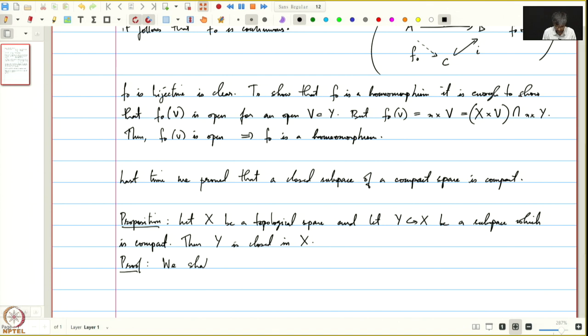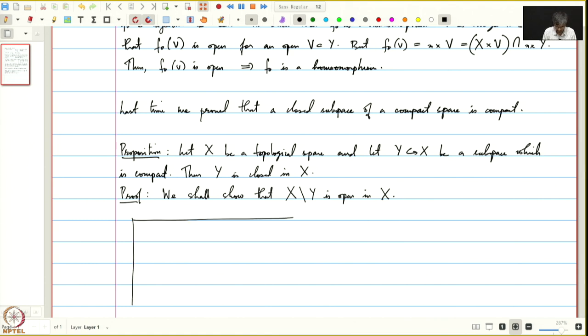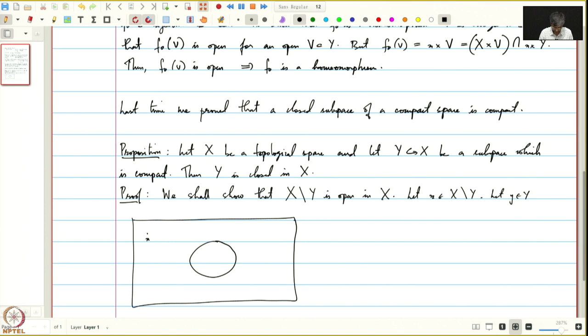So we shall show that the set X minus Y is open in X. Once again, let's make a picture. Let's say this is our X and say this is our Y. So let's pick up any point x over here. So let x be in X minus Y. It's a point outside Y. So we need to show that there's a small open set around x which does not meet Y. So we choose any y in Y. So let's say this is y.